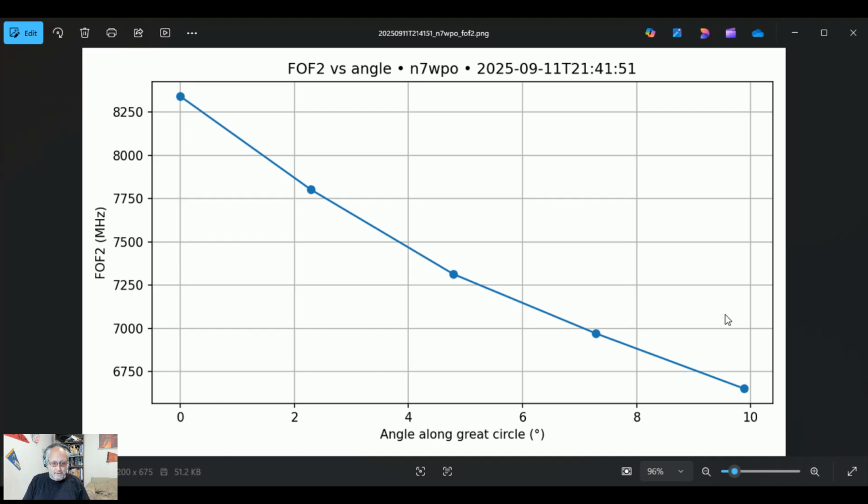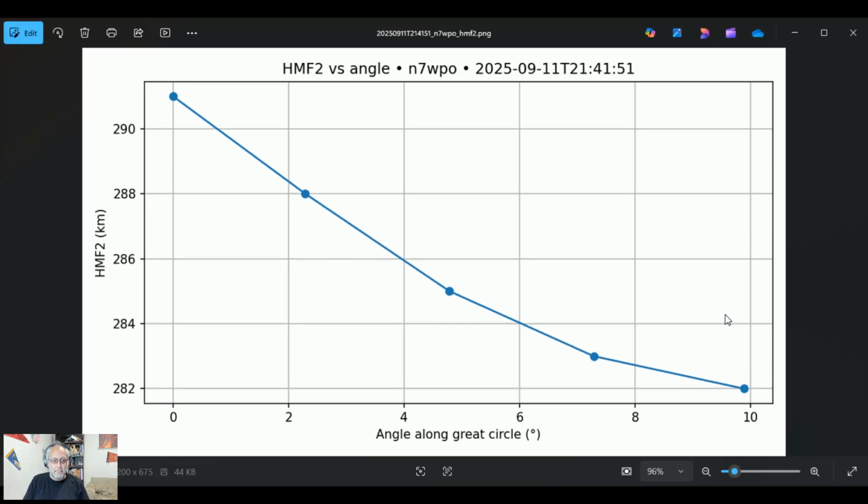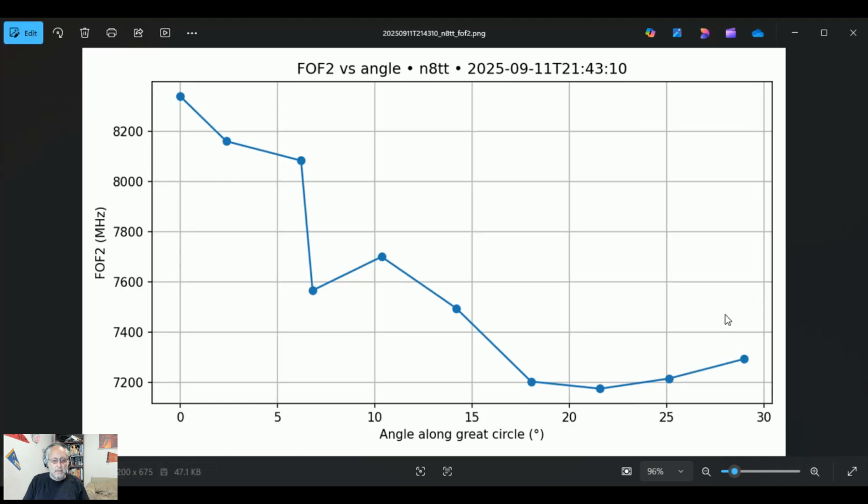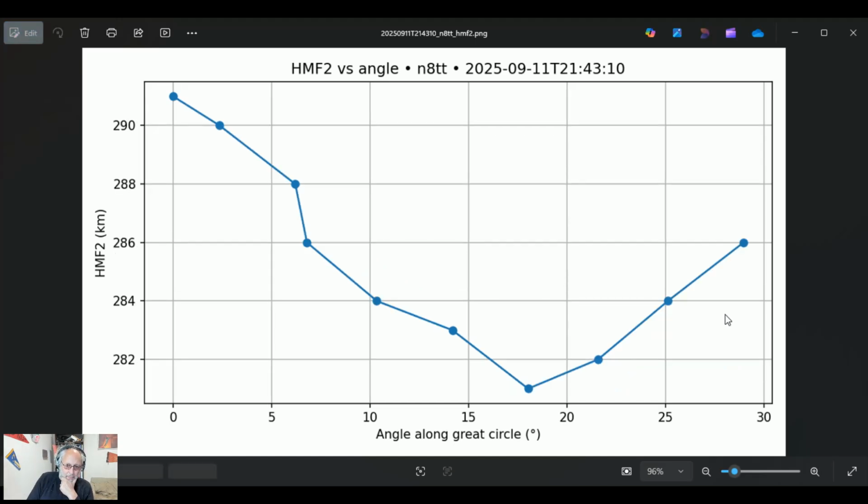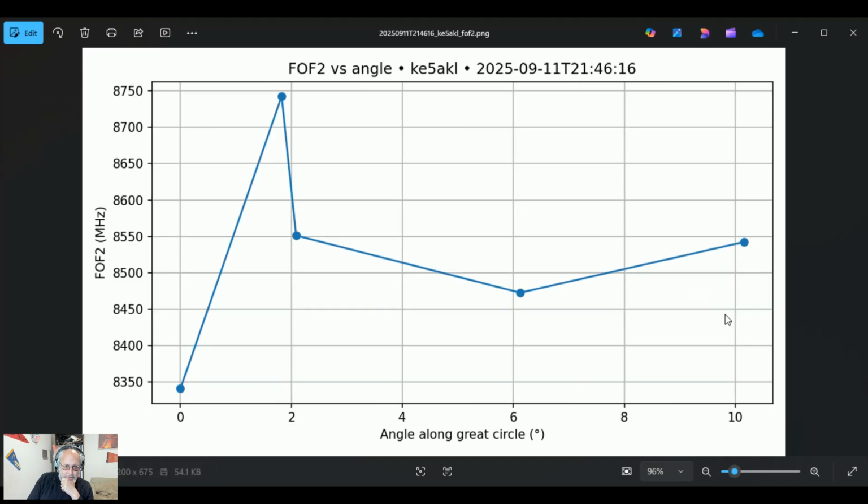So this is foF2 up to Washington. And then we have out to N8TT, hmF2, KE5AKL. A little bit of an oddball one.